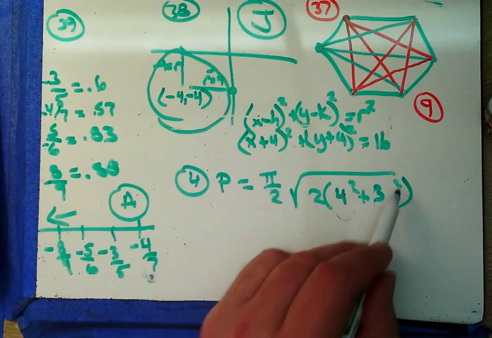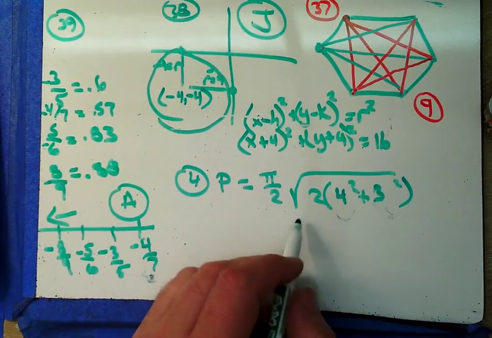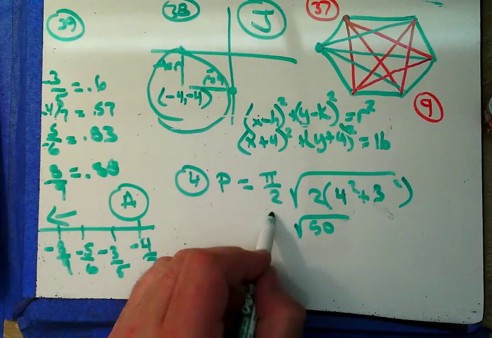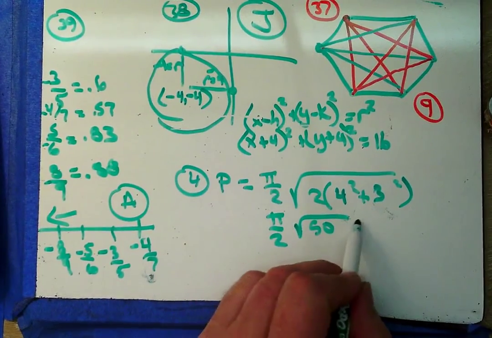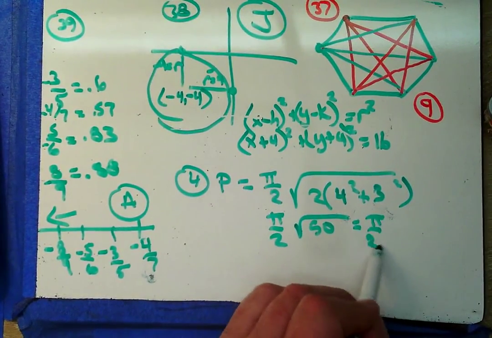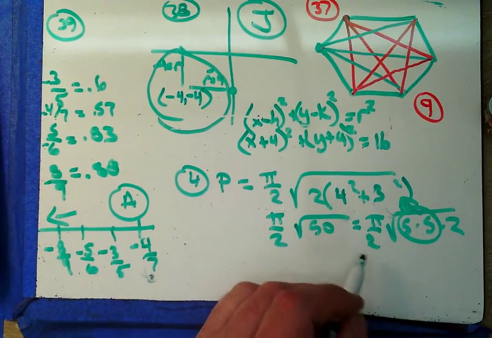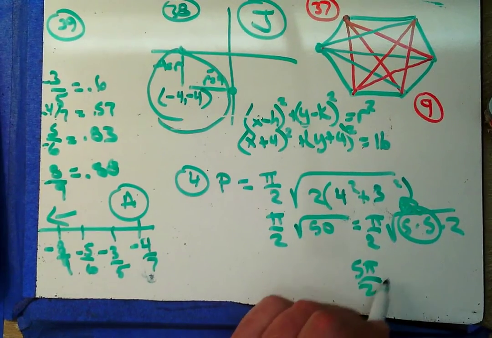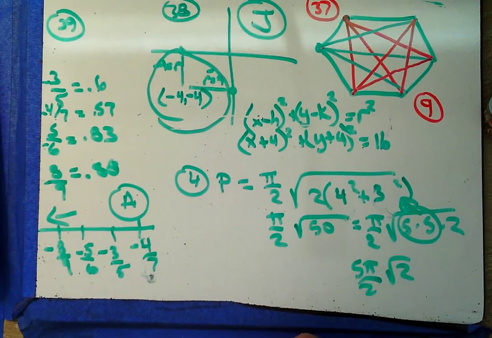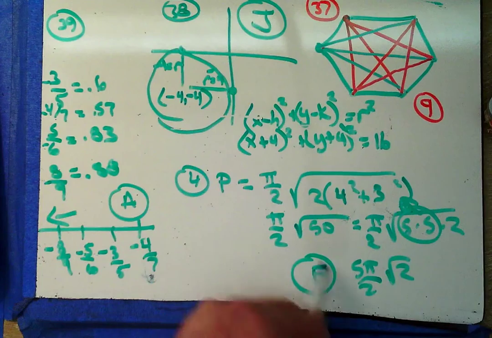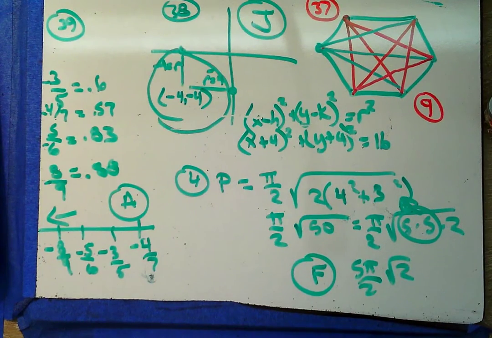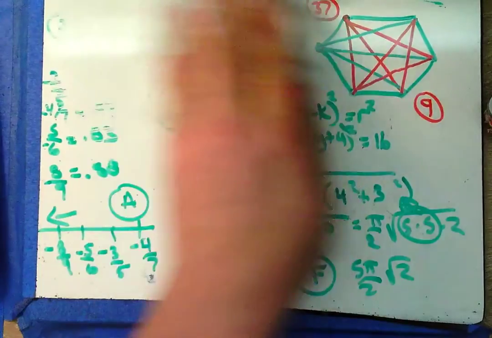So 16 plus 9 is 25. 2 times 25 is 50. Pi over 2. This radical can reduce. It's square root of 5 times 5 times 2, so we can pull a 5 out. So I've got 5 pi over 2 root 2. And that looks like choice F at the very top. Okay, number 40 was F. We're 2/3 of the way through.